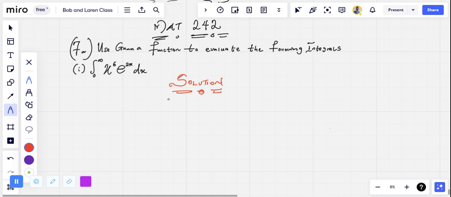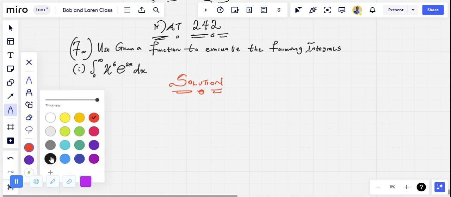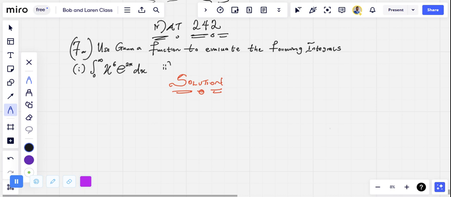So considering this particular question, we want to use the gamma function to evaluate the following integral. So this is the first question. And for the second question, let me use another color for that. So let's deal with the first question first, before we come straight to the second one. We have up to 5 or 6 questions under this. So let's solve this first one.